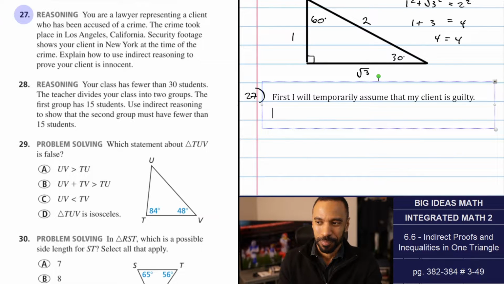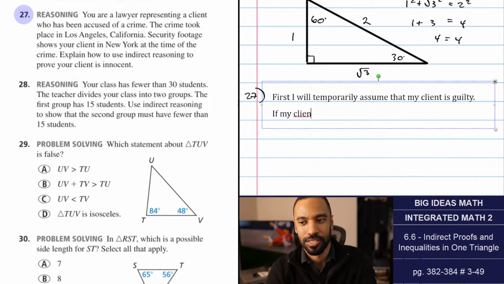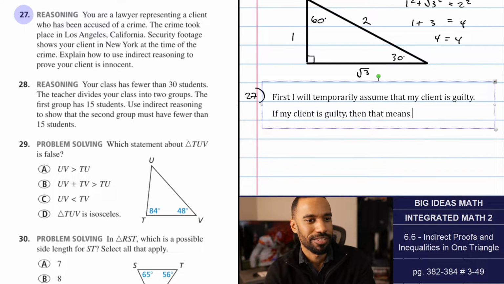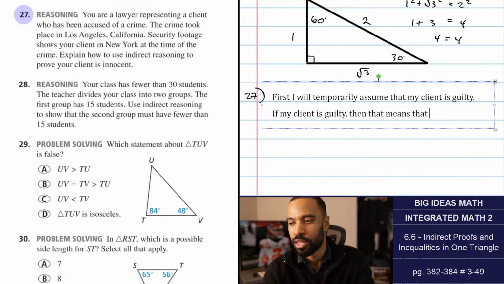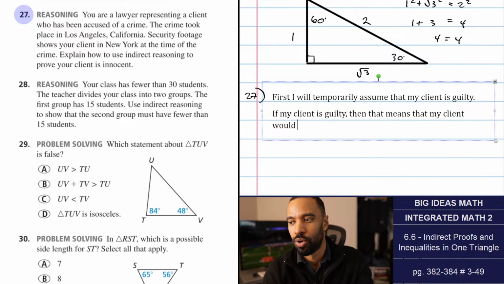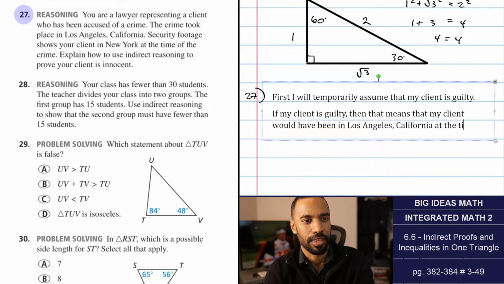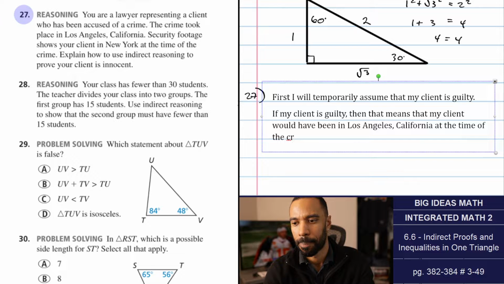This is kind of fun. If my client is guilty, then that means that my client would have been in Los Angeles, California, at the time of the crime.